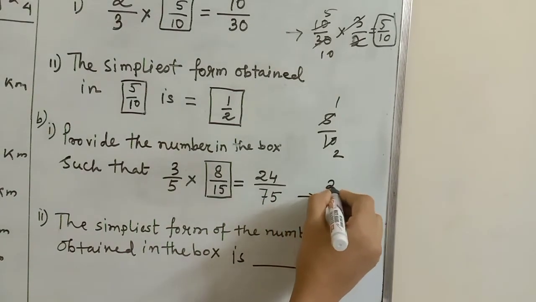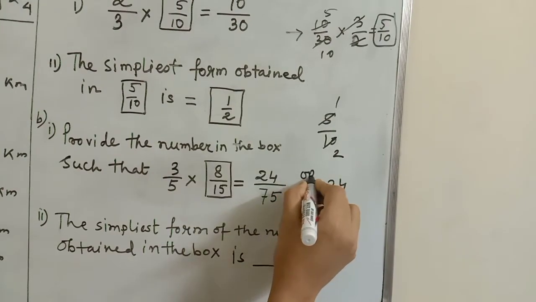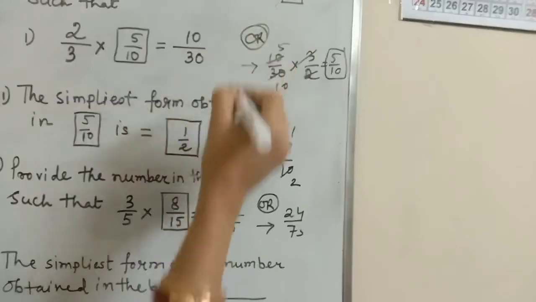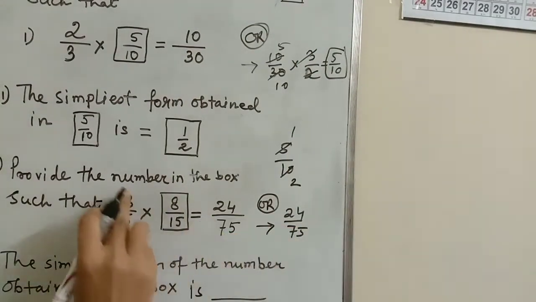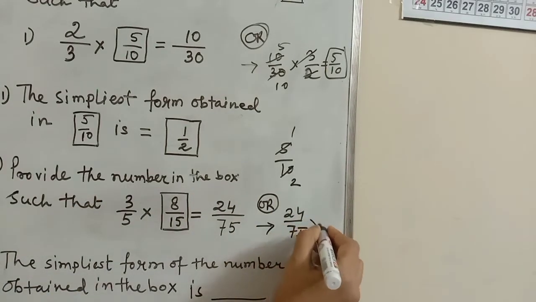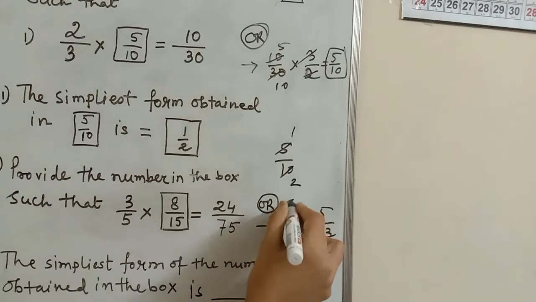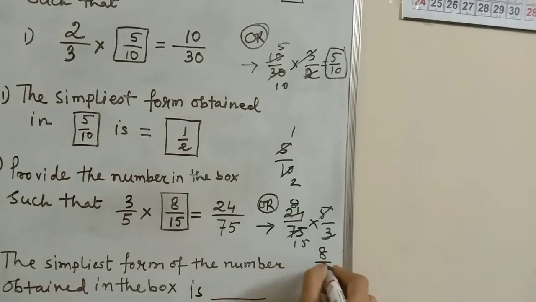Another way also you can think the same way. You can write 24/75 and the reciprocal of this number, 5 by 3. You do not need to do both processes, you have to follow one process. Now cancel: 3 8s are 24, 5 15s are 75. So the result is 8 by 15 again. You can write it in the box.